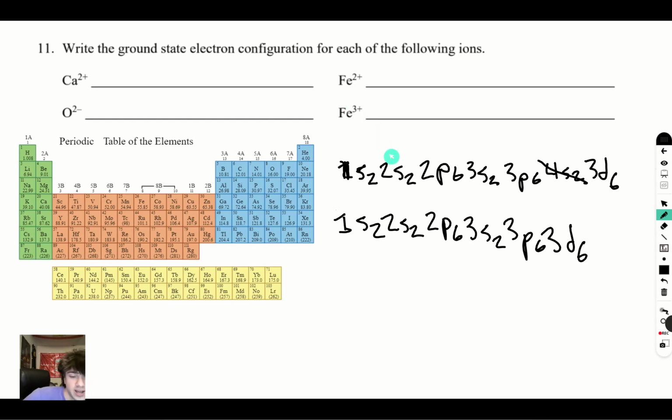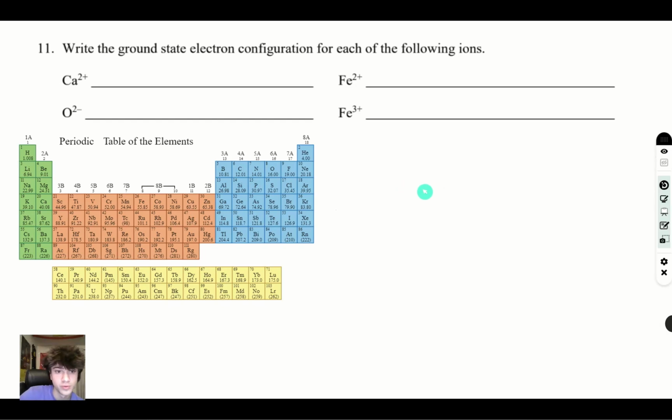Now, if we look down here at Fe3+, we see that it's the same thing, but you remove 1 more. And in this case, you're going to want to remove them... Sorry, I just got rid of it, but I think I remember. Yeah, it's going to be 1s2, 2s2, 2p6, 3s2, 3p6, 3d6.